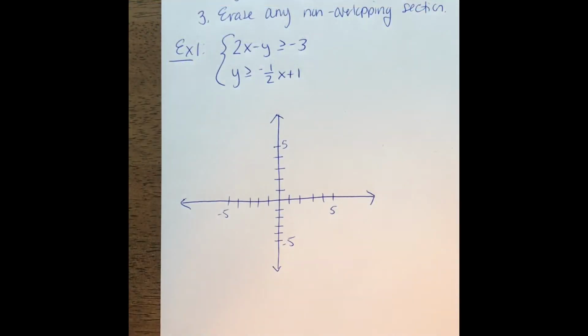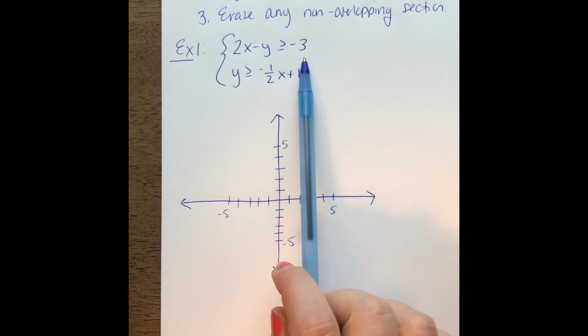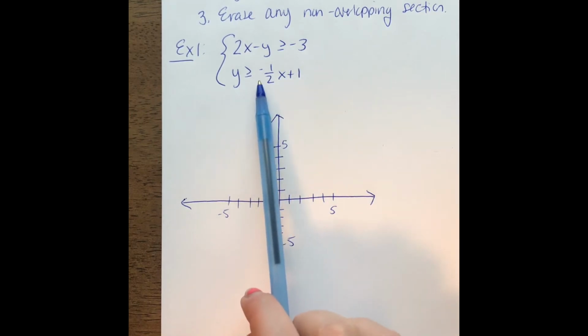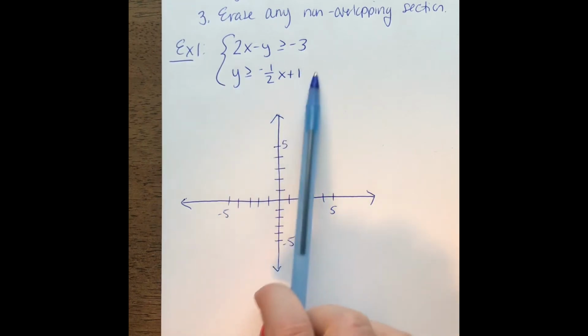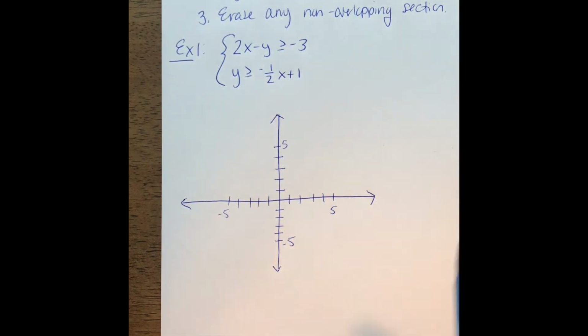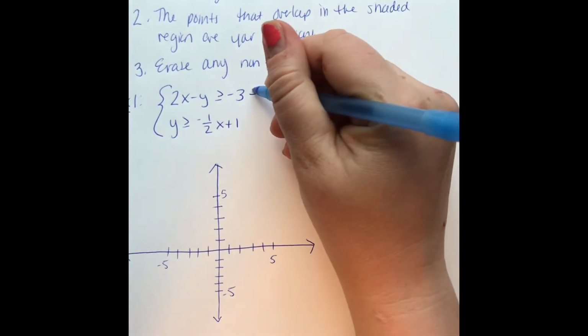Our first example is the system 2x minus y is greater than or equal to -3, and y is greater than or equal to -1/2 x plus 1. The second equation would be easy enough to graph because it's already in slope-intercept form. I'm going to first convert the top equation to slope-intercept form.